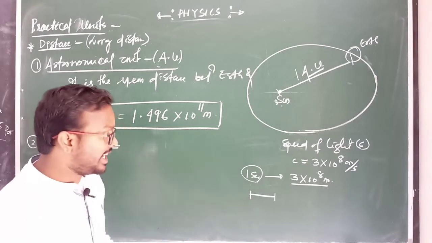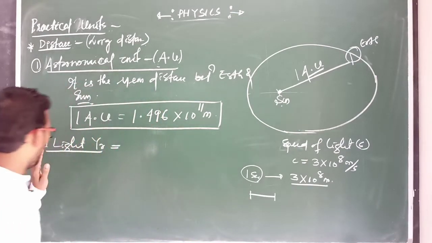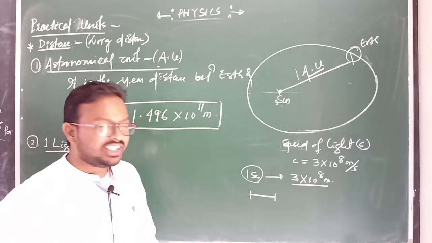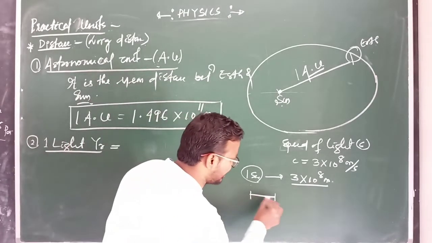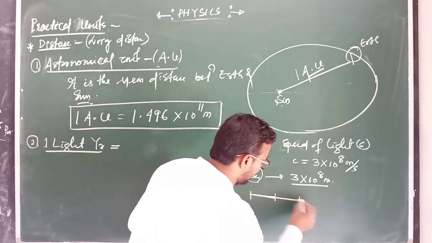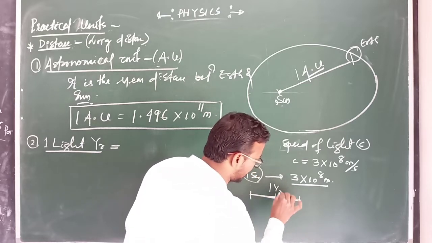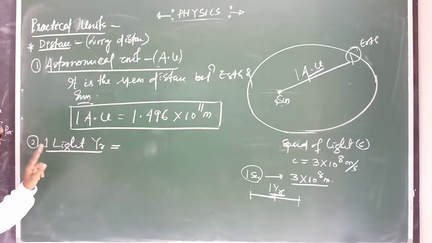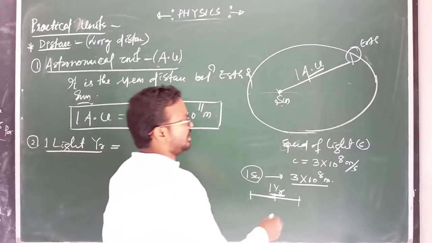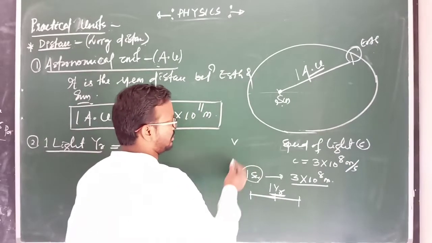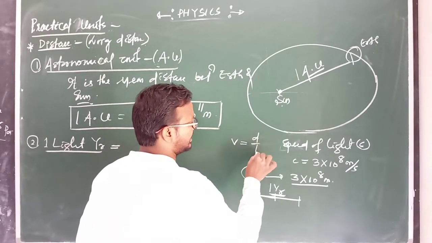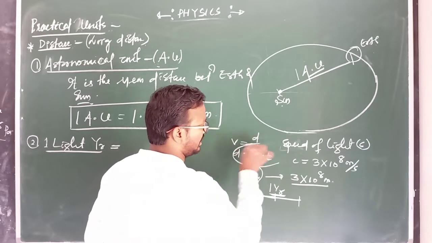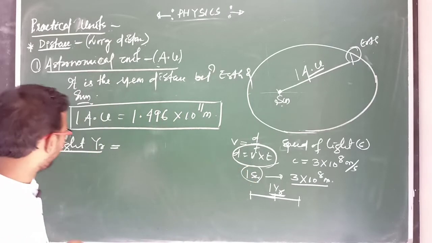But here we have to find 1 light year, the distance traveled by light within 1 year, and this is for 1 second. Another 1 second, this distance. Similarly, we have to calculate for 1 year. The distance traveled by light in 1 year is known as 1 light year. You already know velocity equals distance by time, so distance equals velocity into time. We have to use this concept to find 1 light year.